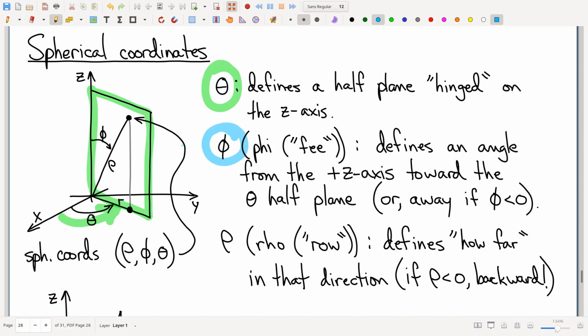Phi represents an angle measured from the positive part of the z-axis into the theta half plane. Importantly, into the theta half plane, not that way, right? This would be for negative values of phi. This here is for positive values of phi. So which direction phi measures depends on what theta you're talking about.